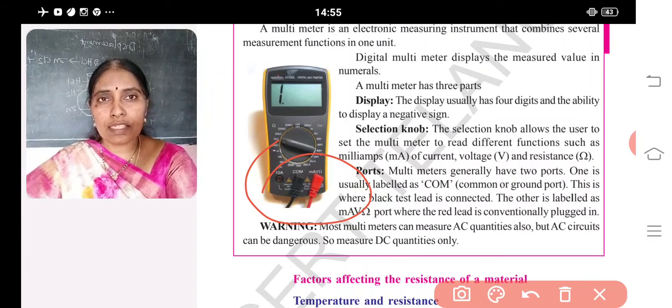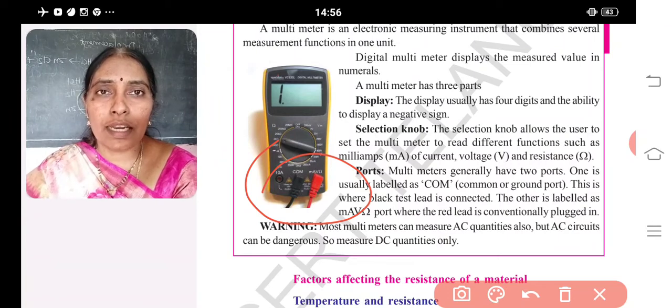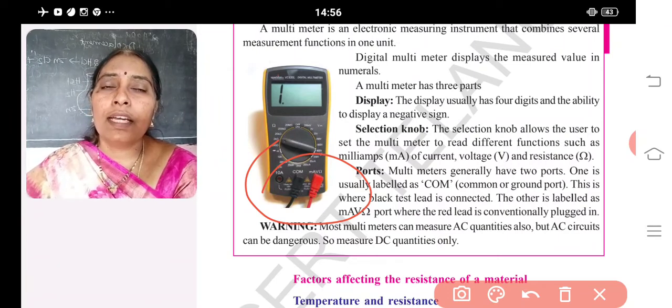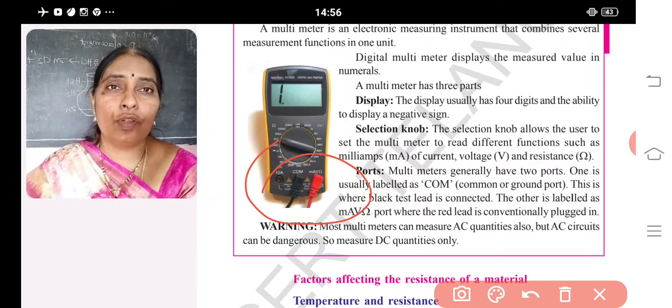Today we have discussed Ohm's law. What is Ohm's law? V is proportional to I. Remember that, you can frame it. What is V? Potential difference. What is I? Current. V is directly proportional to electric current. Potential difference at the ends of a connecting wire is directly proportional to electric current at a constant temperature.